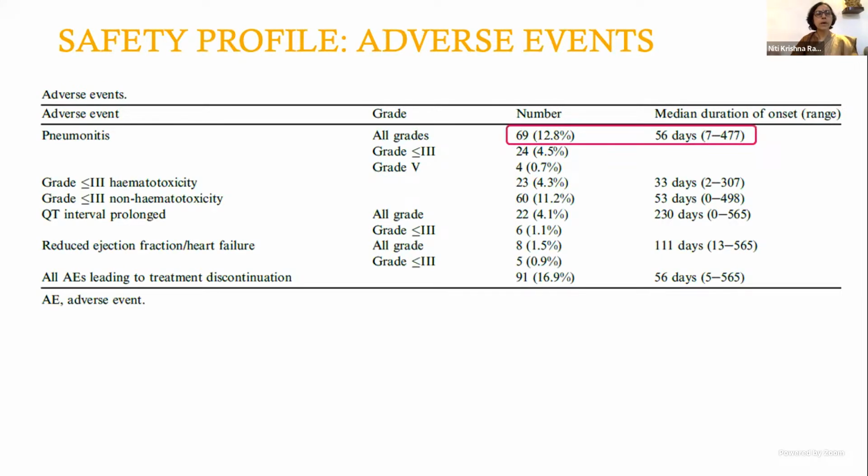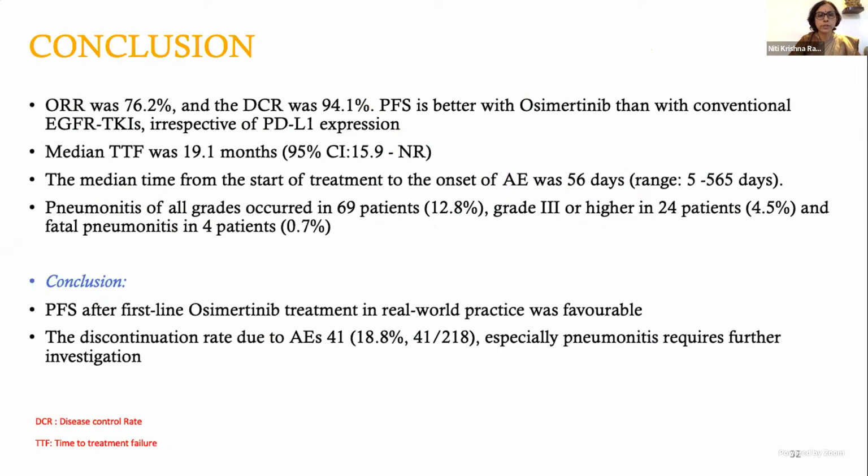So pneumonitis of all grades was noticed in about 13% of individuals, and significant grade was also noted in quite a few. Hematological toxicity was noticed in only 4.3% of individuals. Non-hematological toxicity was seen in about 12%, and reduced ejection fraction was seen in 2% of patients.